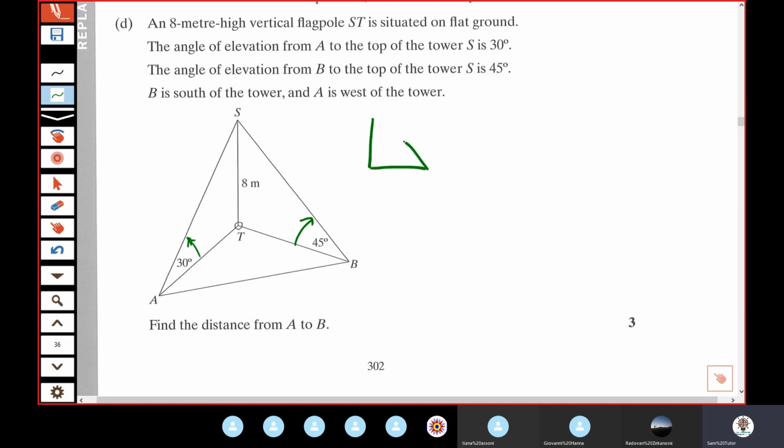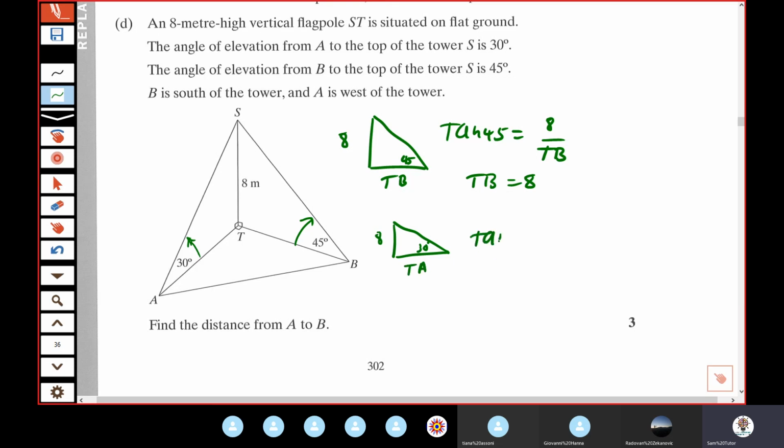So there's your triangle, there's 8, there's 45, and that's TB. So opposite over adjacent. Tan 45 equals opposite over adjacent. Tan 45 should be 1. So then you'll get TB is equal to 8. And then do it again. There's another triangle. There's 30 degrees. That's 8. That's TA. Again, opposite over adjacent. So tan 30 is equal to 8 on TA. This time, tan 30 is 1 on root 3.